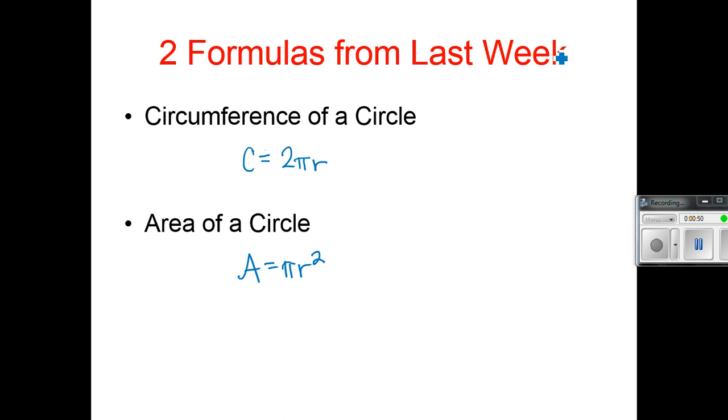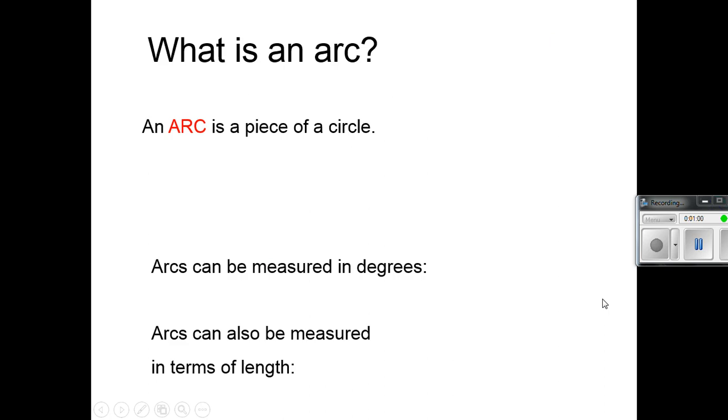So you should already have these on your formula sheet, okay? Just to make mention that we might be talking about one of those today. So you need to put these in your regular notebook, okay?